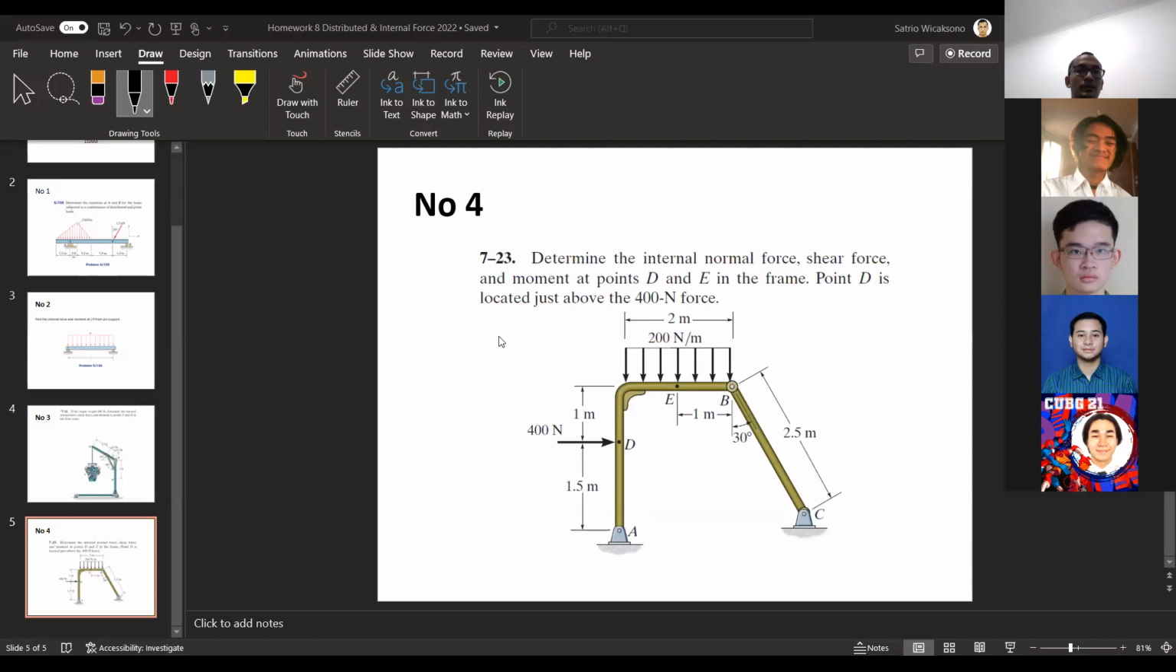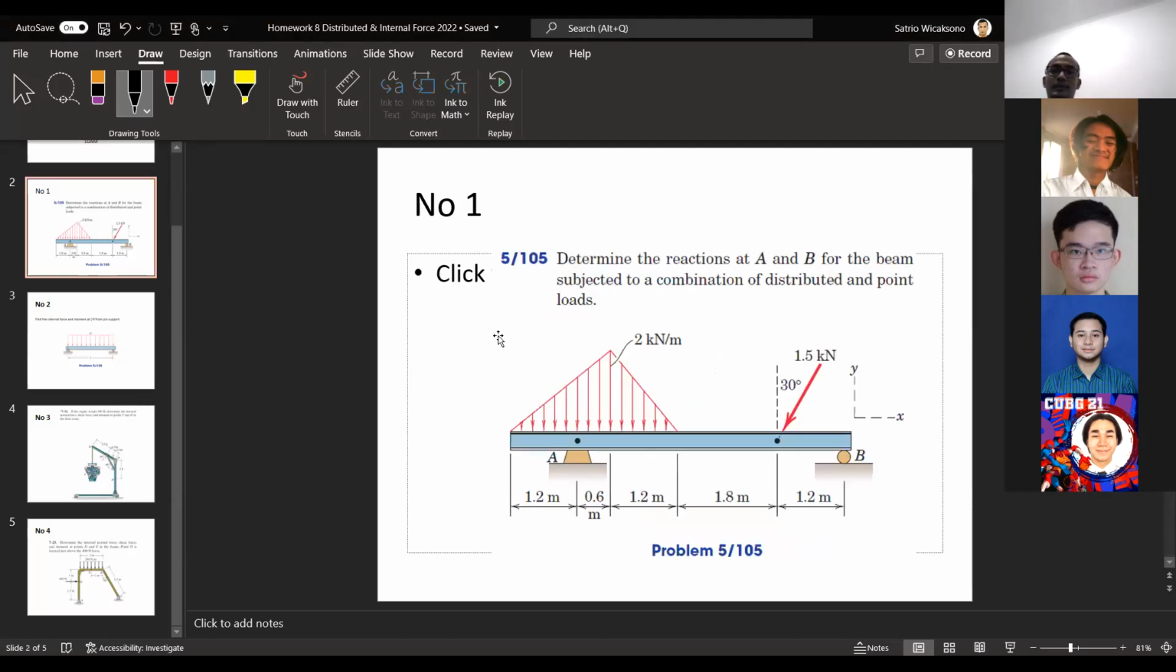Yep. So this is the homework that you have to do later. You can see here, the first homework is I ask you to solve for the external forces at A and B due to the distributed force there. So number one is about distributed force.